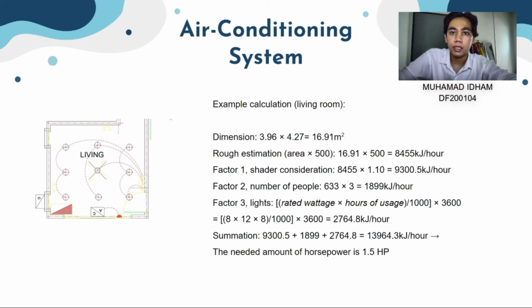Factor number 3 is the light. This is the formula: rated wattage times hours of usage over 1000 times 3600.